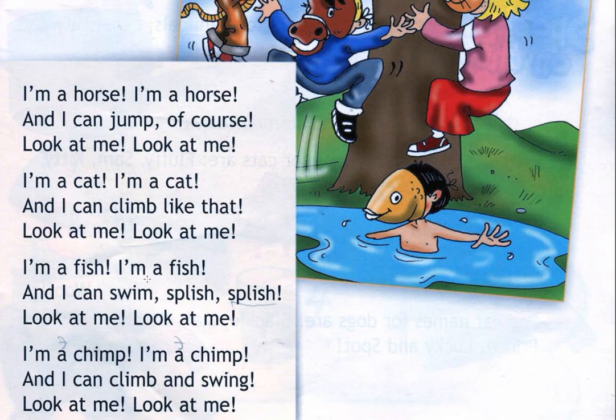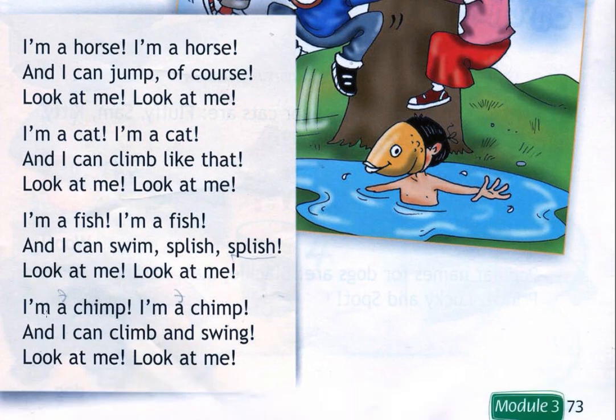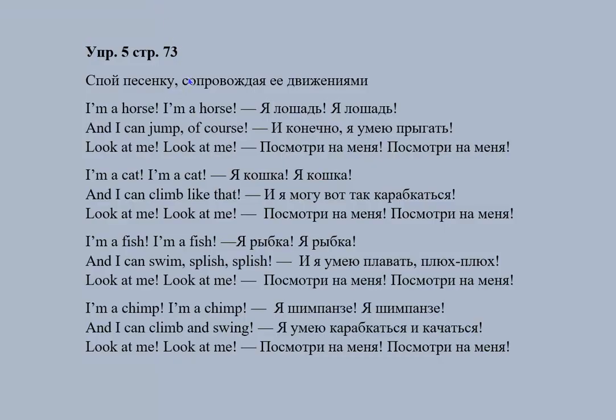I'm a fish. I'm a fish. And I can swim. Splish, splish. Look at me. Look at me. I am a chimp. I am a chimp. And I can climb and swing. Look at me. Look at me. Boys and girls, repeat once more, please.